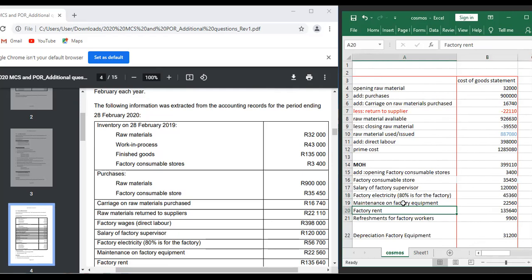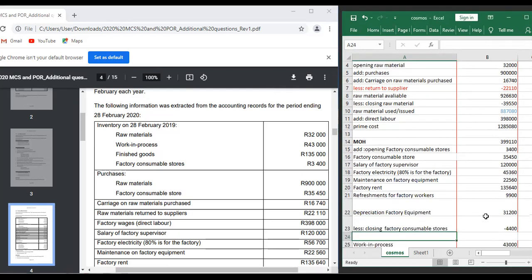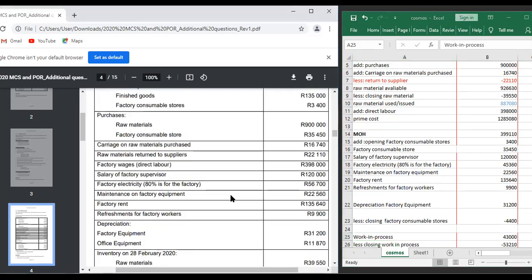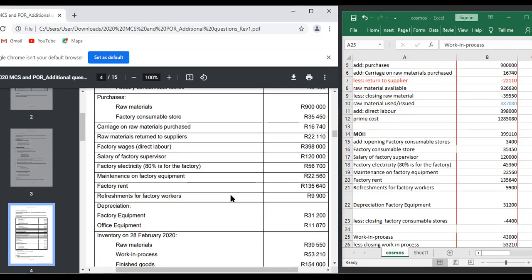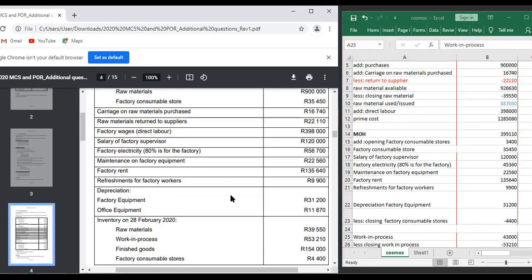Then we have maintenance on factory equipment, shown here as 22,560. And then we have factory rent and refreshment for workers. Moving on, we have depreciation for factory equipment. Remember, guys, we cannot include the depreciation for the office equipment as it is a non-manufacturing cost. We're only dealing with manufacturing, so that's why we have depreciation for factory equipment.